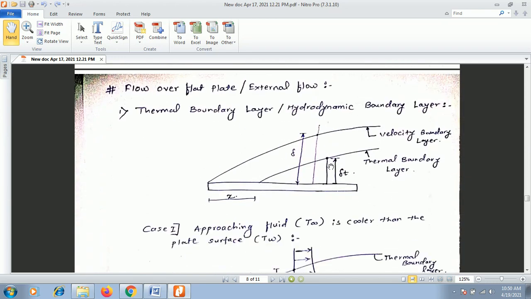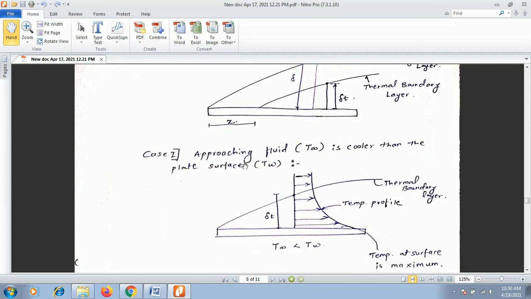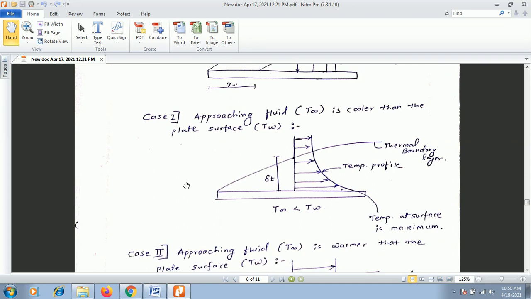Next one is flow over a flat plate. It is also called a thermal boundary layer or hydraulic boundary layer for external flow. As compared to the velocity boundary layer, the thermal boundary layer starts at a distance x from the leading edge, while the velocity boundary layer starts from the leading edge. So there are two cases: whether the approaching fluid is cooler than the plate surface or whether the approaching fluid is warmer than the plate surface.